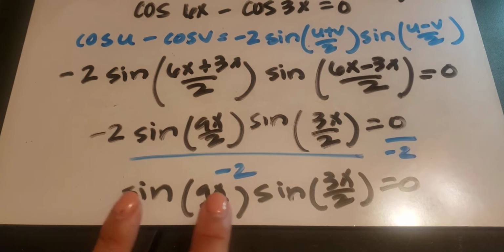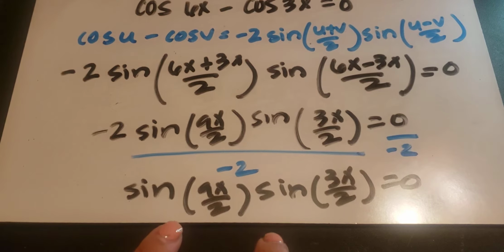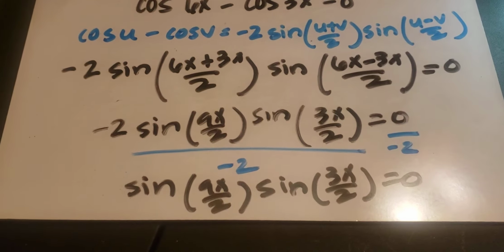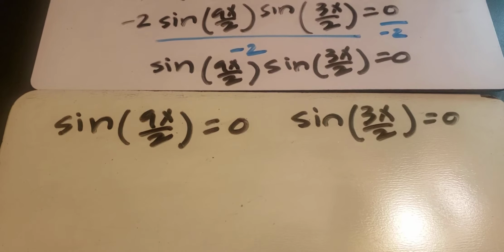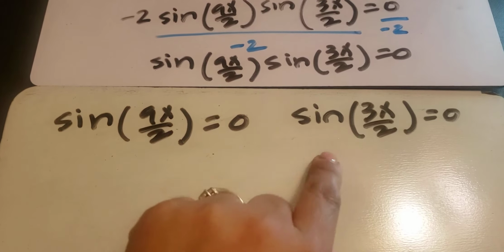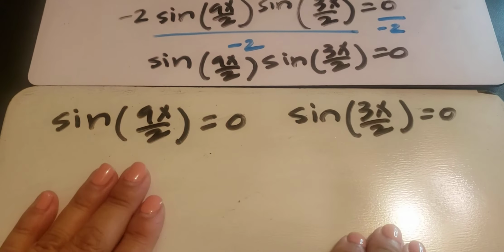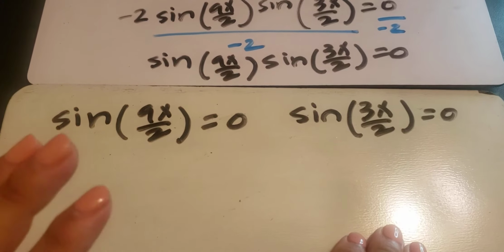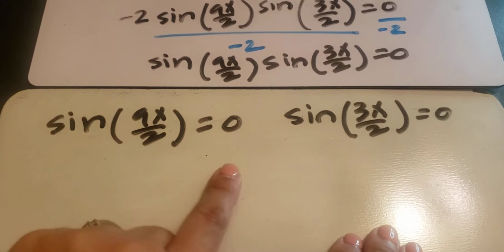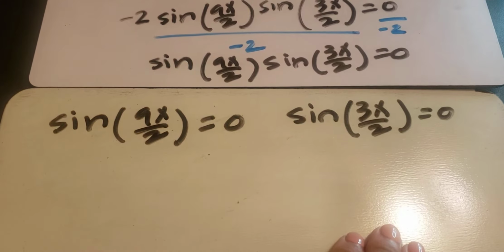Okay, so now that we have our trig functions by themselves, what we could do is apply the zero product property. So set each factor equal to 0. Okay, let me grab my second whiteboard. Okay, so now I have sine of 9x/2 equals 0 and sine of 3x/2 equals 0. So basically, you can look at your unit circle, and when does sine of what angle give you 0? And that happens at 2 points. It happens when the angle is 0 and pi.